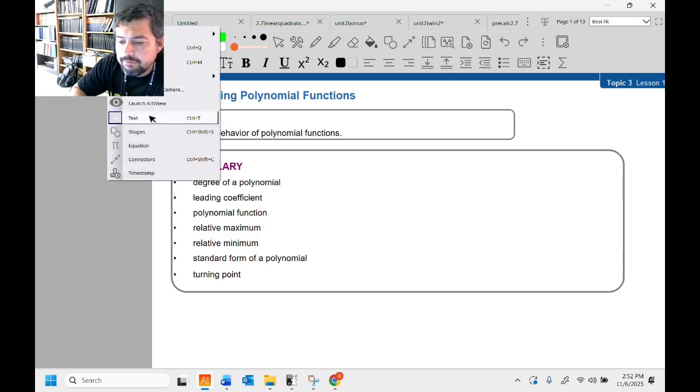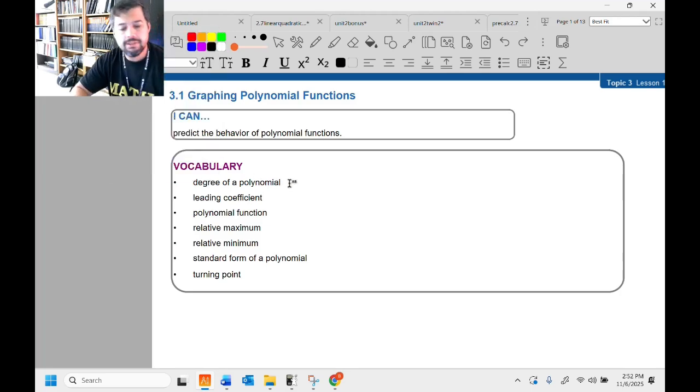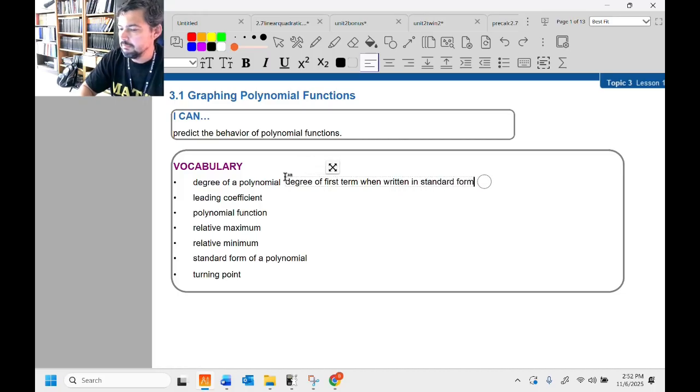All right, 3-1, graphing polynomial functions. I'm going to write some stuff down here. It's part of your notes. Degree of a polynomial is the degree of the first term when written in standard form. All right. Leading coefficient, we often call that A. It's the coefficient in front of the leading term when written in, guess what? Standard form.